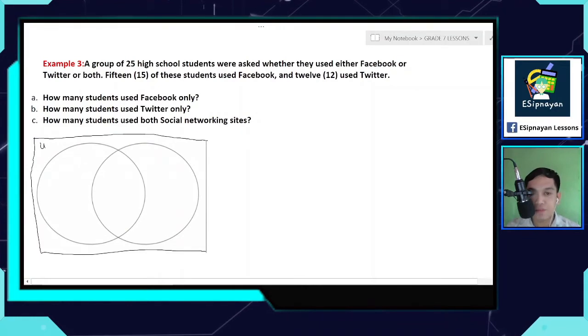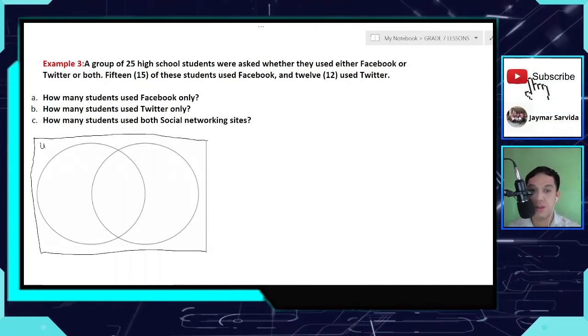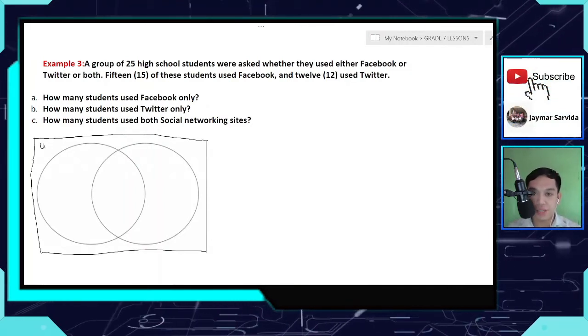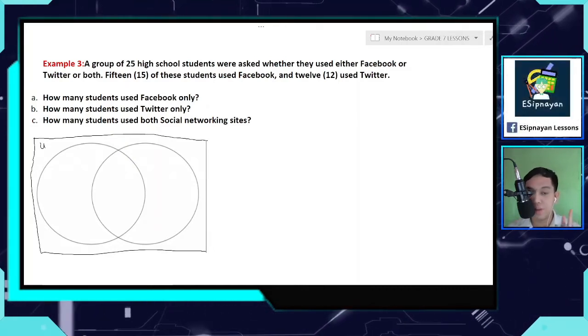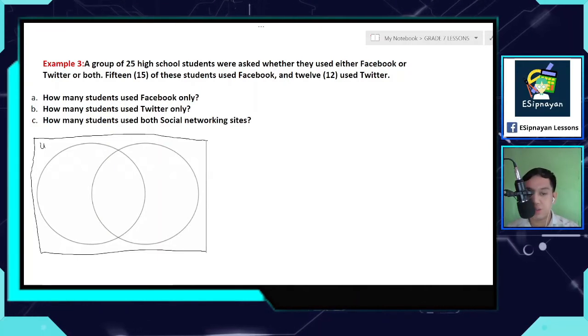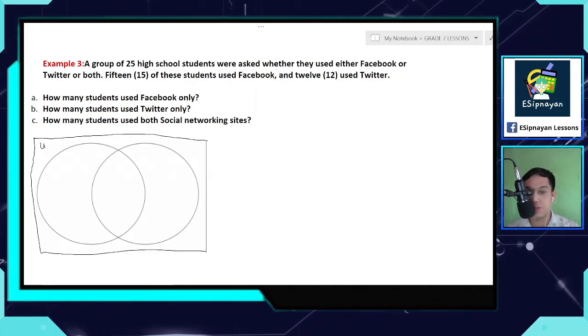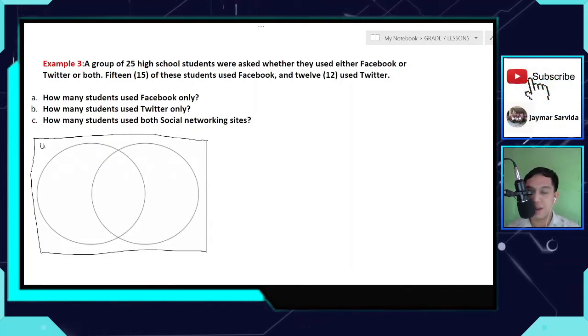A group of 25 high school students were asked whether they used either Facebook or Twitter or both. 15 of the students used Facebook and 12 used Twitter. So ito yung mga tanong: How many students used Facebook only? How many students used Twitter only? And how many students used both social networking sites? So again, determine kung ano yung ating given and what are being asked.